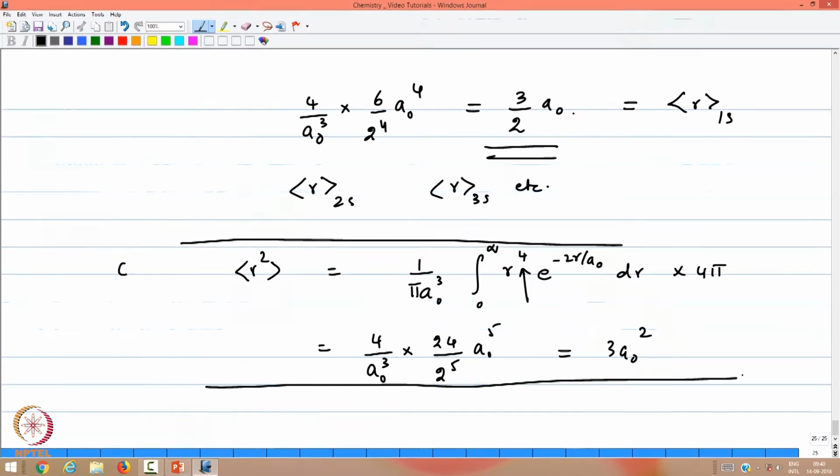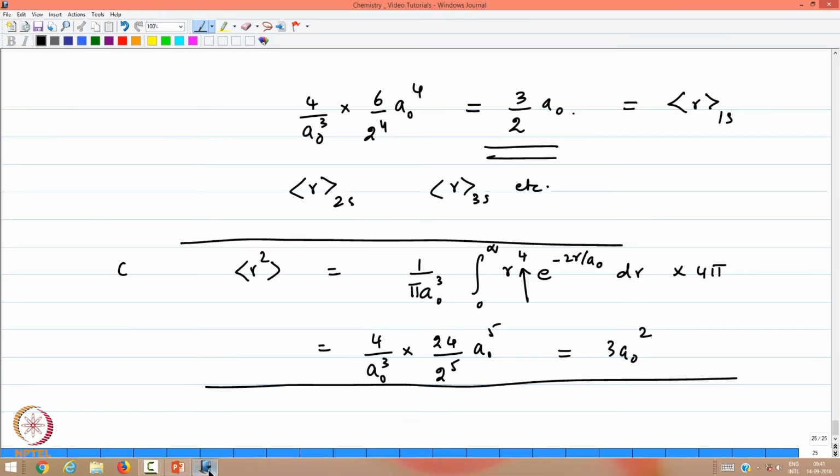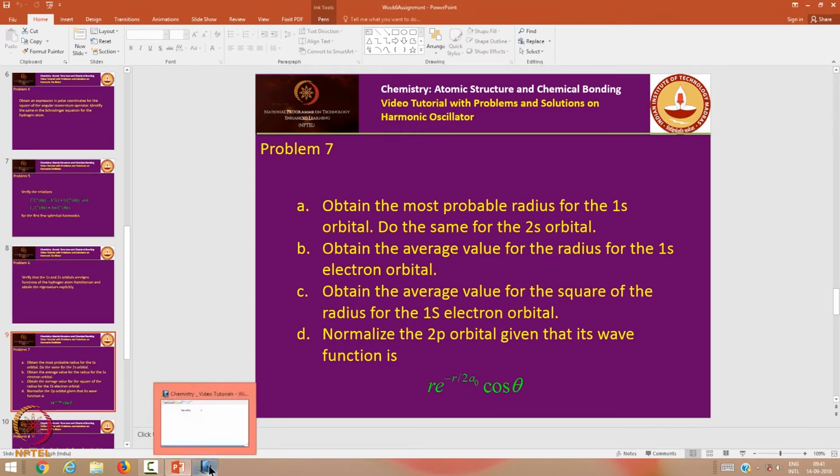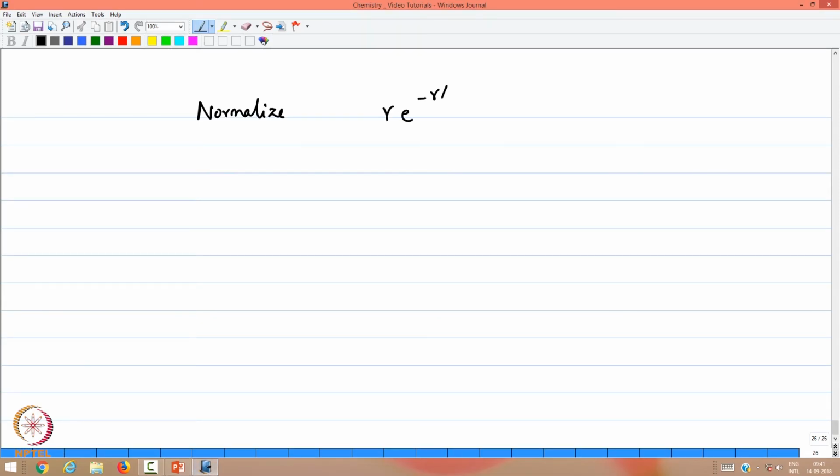So, these are simple calculations involving the radial quantities, and now let us do a little bit using the radial and the angular quantities in the next problem. Namely, let us normalize the 2p orbital, or I think the orbital is r e raised to minus r by 2 a naught cos theta. Yeah, cos theta. So, the normalization now involves the angular integration also.